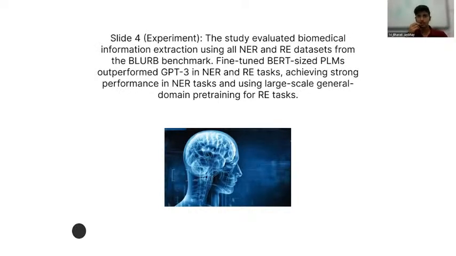Experiment. The study evaluated biomedical information extraction using all NER and RE datasets from the BLURB benchmark. Fine-tuned BERT-sized PLMs outperform GPT-3 in NER and RE tasks, achieving strong performance in NER tasks and using large-scale general domain retraining for the task.